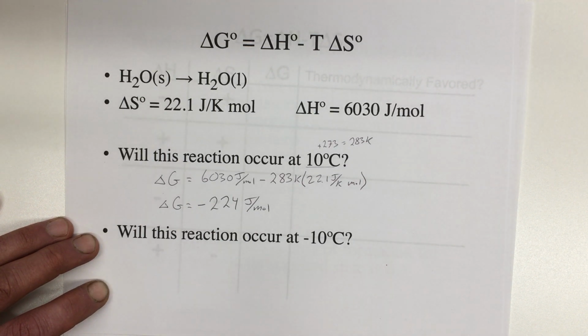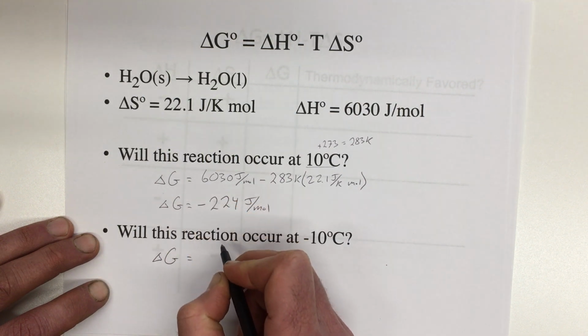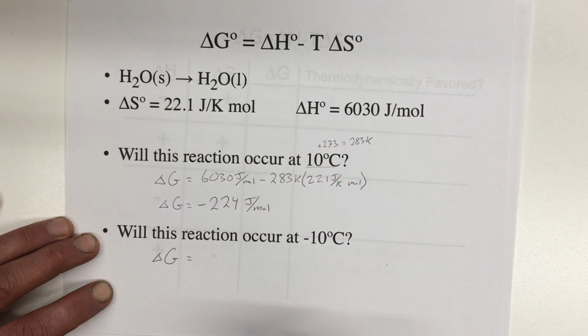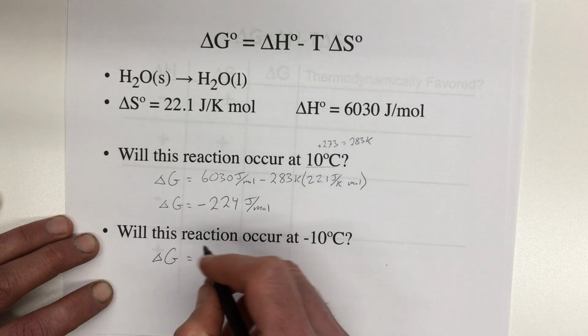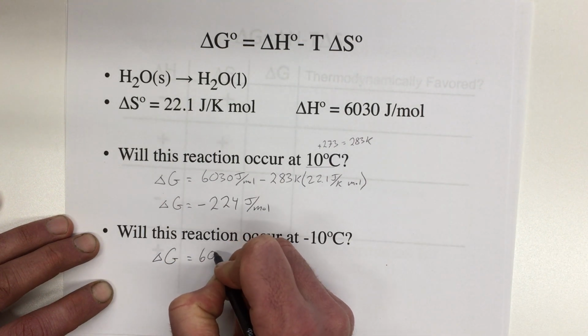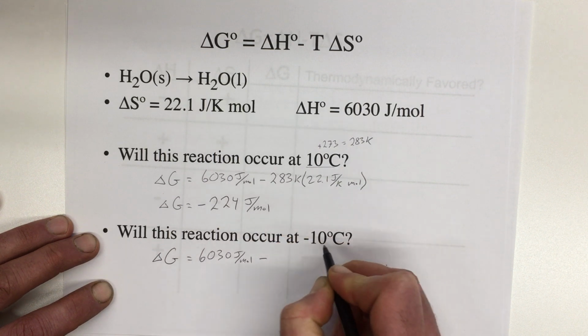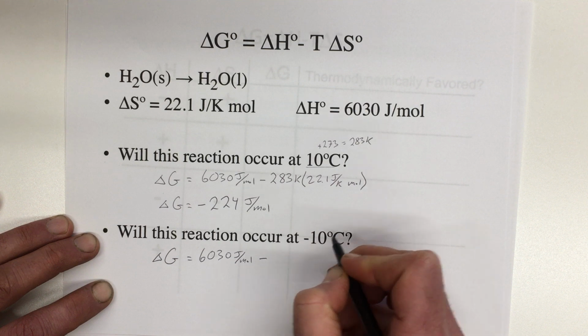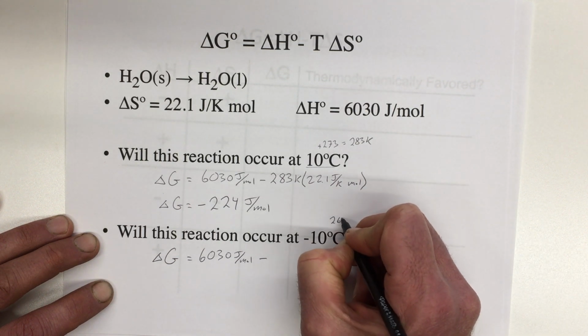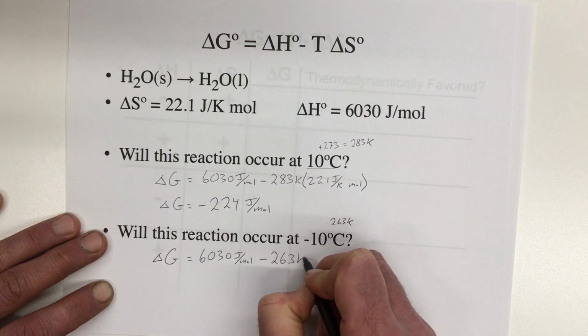Well, let's do the calculation again and find out. Same calculation to find delta G, same delta H and same delta S. In most of our problems, we'll assume that enthalpy and entropy don't change very much with temperature. That's an assumption we'll be told to make in most of our questions. So this will still be 6,030 joules per mole minus, now we have a different temperature, negative 10 degrees Celsius, so that's 263 Kelvin. So, a lower temperature, 263 Kelvin.